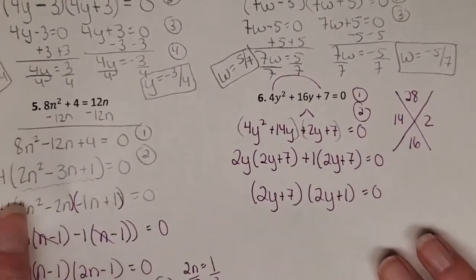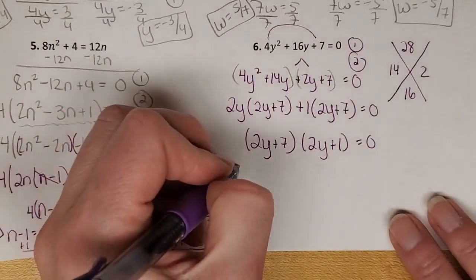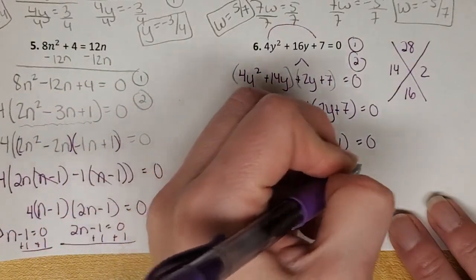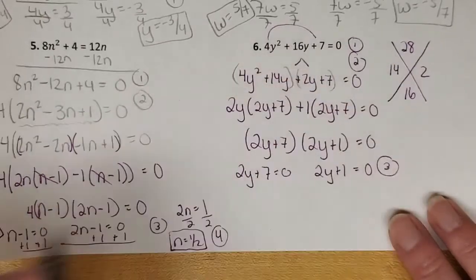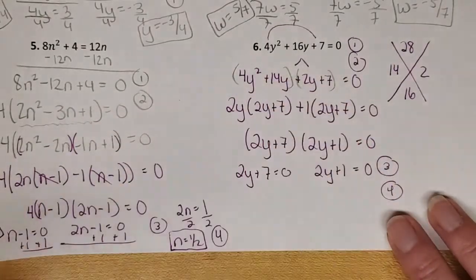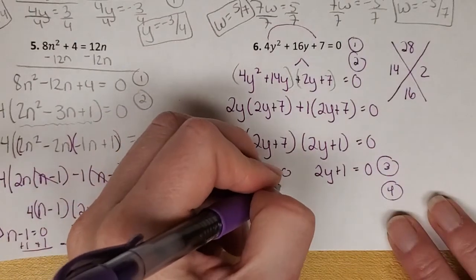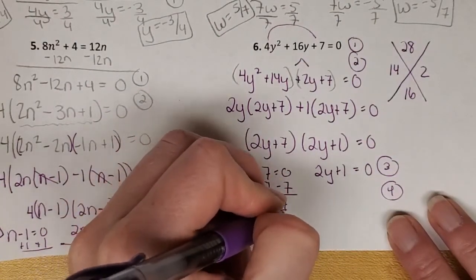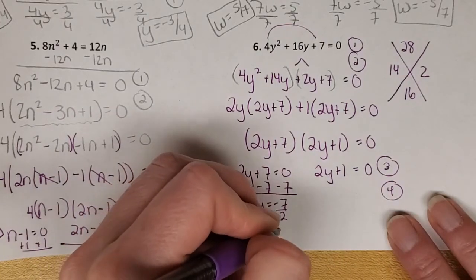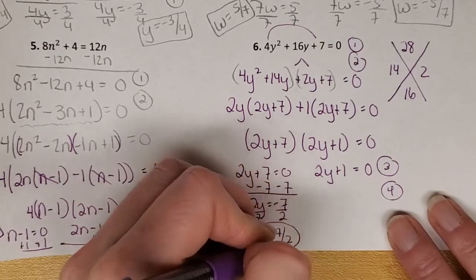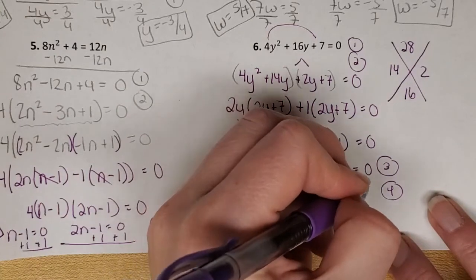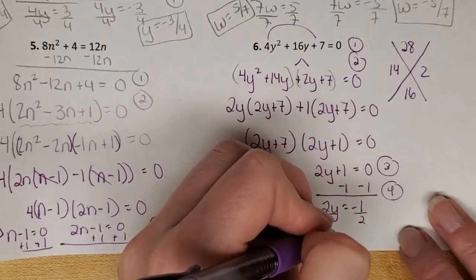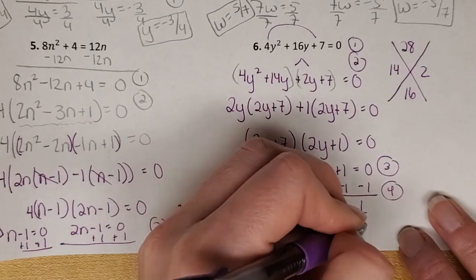Step 3 is to set our factors equal to 0. So 2y plus 7 equals 0, 2y plus 1 equals 0. So that's step 3. And then step 4, we're going to solve these. So minus the 7 from both sides, 2y equals negative 7, divide by 2. Y is negative 7 over 2. And then minus 1 from each side, 2y equals negative 1, divide by 2. Y equals negative 1 over 2.